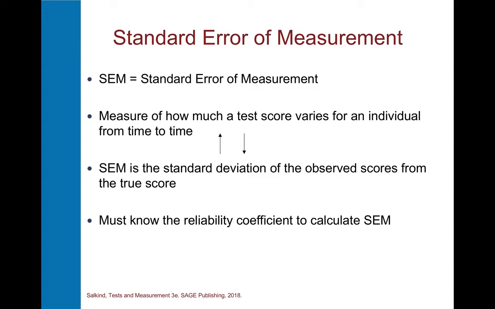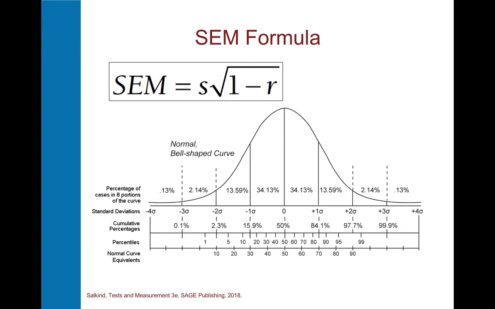So how do we calculate what the standard error of measurement is? This is the formula. The standard error of measurement is basically a function of the standard deviation of the test score, so that's S over here, multiplied by the square root of 1 minus the reliability of the test. So we're taking into consideration the reliability as well to figure out the amount of variation we can expect given the reliability of the test.